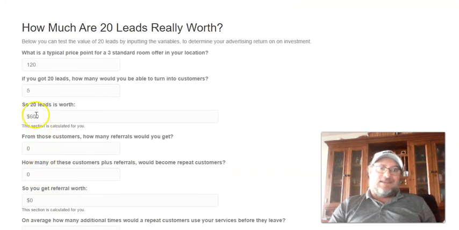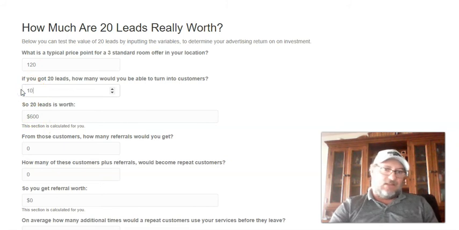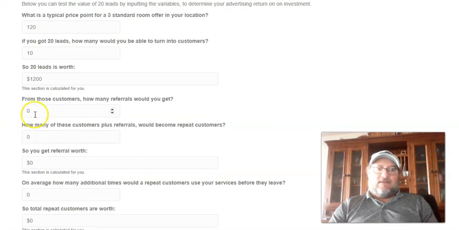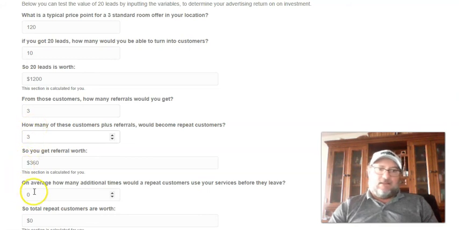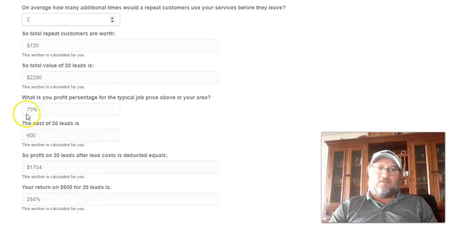But the moment you start counting your leads properly, i.e. we get 20 leads and we can sell at least 10, right? And we can get at least 3 customer referrals from that. We can get, say, 3 repeats, and those repeats come back, say, 2 times each. So I'm still being very conservative here.